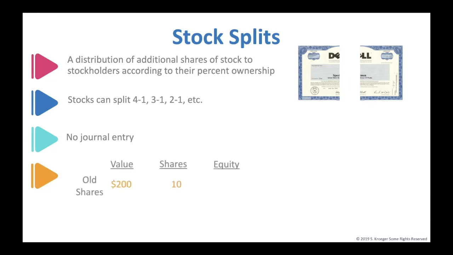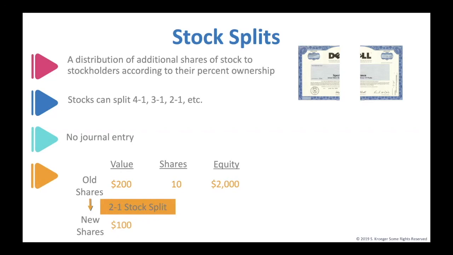If I have 10 shares of stock that is worth $200 each, what is my total equity or my total investment in the company? It would be $2,000. You would just multiply. Now let's assume there's a 2-for-1 stock split. This splits each share into 2 shares, but also cuts the price in half. What is the new value per share? It would only be half at $100 per share.